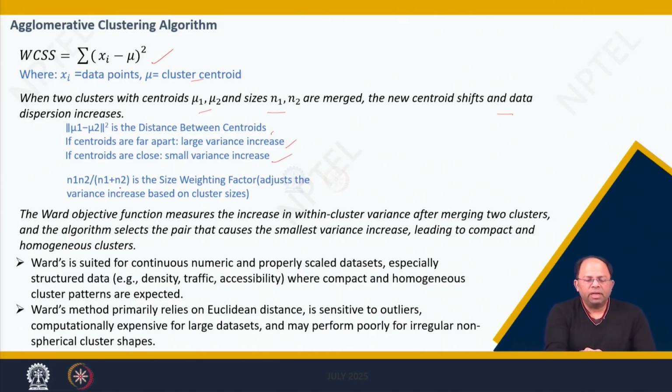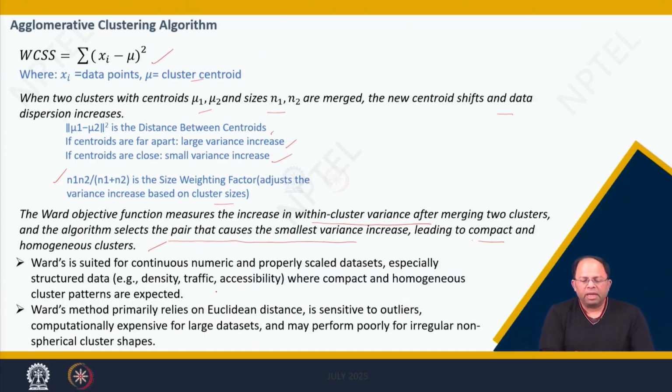So n1 times n2 divided by n1 plus n2 is the size weighing factor, which adjusts the variance increase based on the size of the clusters. So this is the weight given for the size of the cluster. And the objective function measures the increase in within cluster variance after merging of two clusters, and the algorithm selects the pair that causes the smallest increase, leading to compact and homogeneous clusters. So that means our job is to make sure that the dispersion doesn't increase when the merger happens, right? And that will lead to more compact and homogeneous clusters.